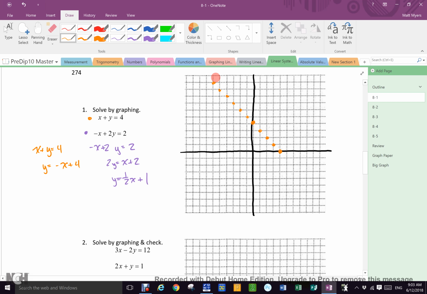Agreed? All right. What do I do for the purple one? Where do I start? Plus 1. And what's my slope? Up 1 over 2. Oh, look what happens right there. What is that point?